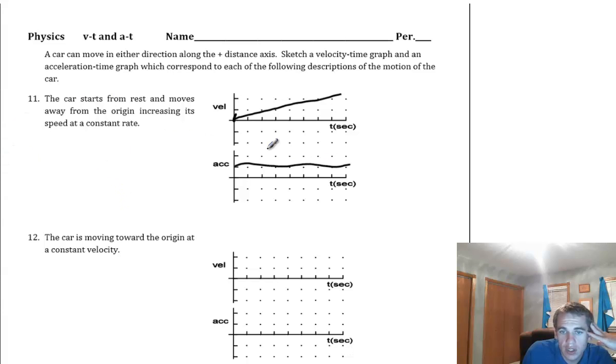12, the car is moving towards the origin at a constant velocity. Towards means it's got to be a negative velocity. Constant means that the velocity doesn't change, so it's horizontal. And if the velocity isn't changing, the acceleration is 0. So that's just right along that axis.